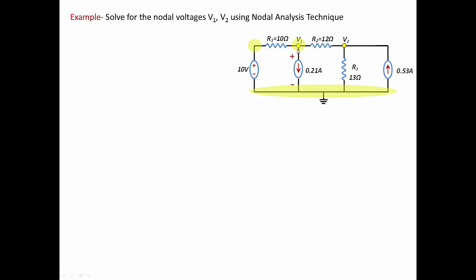Also, the voltage at this node is going to be from this node to ground, like we stated. So the voltage from this node to ground is the nodal voltage, and we're going to give it a name, V1. We give it the name V1 because we don't know what that voltage is, so it is an unknown nodal voltage.